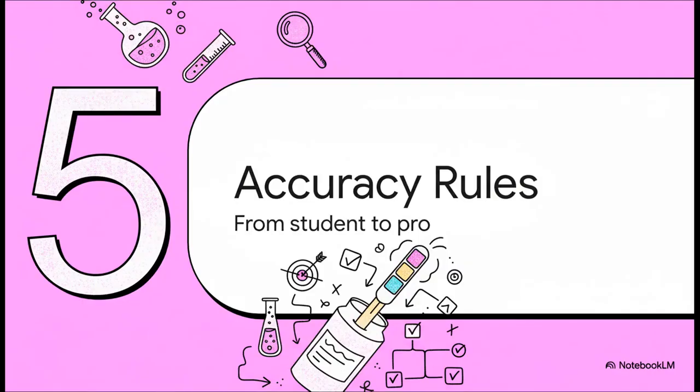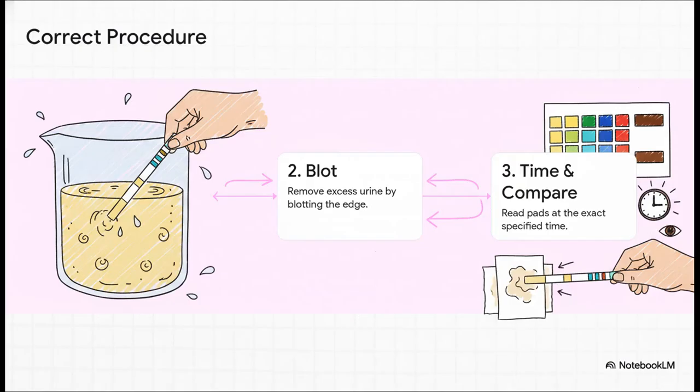Look, knowing what the test can do is one thing, but now we get to the part that truly separates a student from a professional technician. Section 5 is all about accuracy and the absolute non-negotiable rules of urinalysis. Getting this procedure right isn't just important, it is everything. So let's walk through the 3 critical steps.